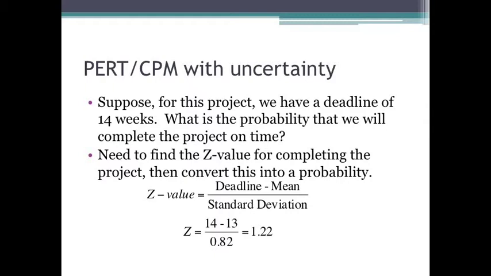Well, that's nice and spiffy and all, but what does that mean? What can we do with it? Well, it just so happens that we know a lot about normal curves. We know an incredible amount about normal curves. And from this z-value, we can convert this to the probability that we will complete the project before that deadline.